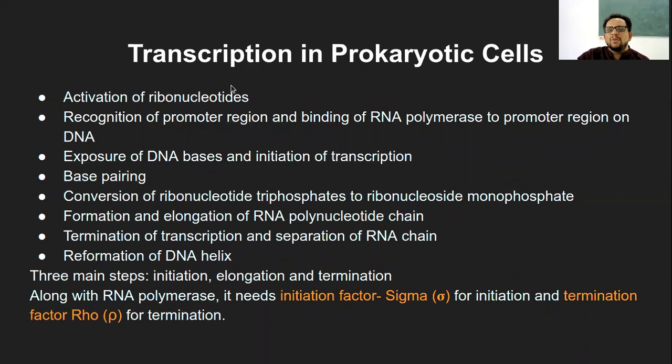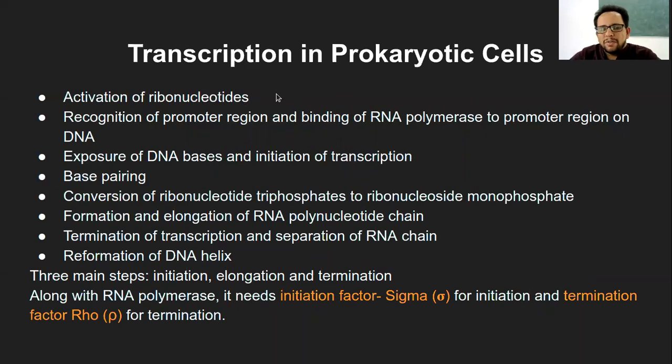Activation of ribonucleotides. In DNA replication, we had seen activation of deoxyribonucleotides, because they were for DNA. This is for RNA, so obviously it will be the activation of ribonucleotides, which is nothing but the addition of phosphate groups, forming triphosphate from monophosphate. So that is the activation part. I hope you have an idea of that particular process. If not, let me know. I will explain a little more in detail.